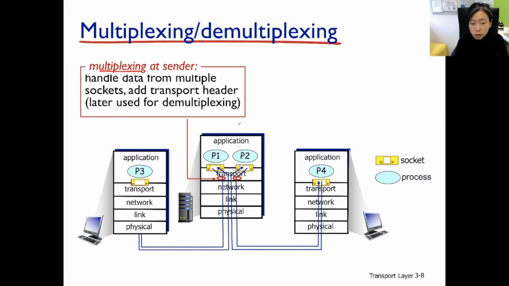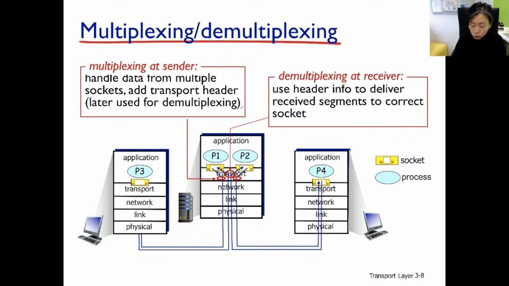So this host here, from P1 and P2's point of view generating these messages, is the sender. It handles data from multiple sockets, or data from multiple processes, and adds the transport layer header, a little bit more information on top of these packets. Later, they can be used for the demuxing purpose.